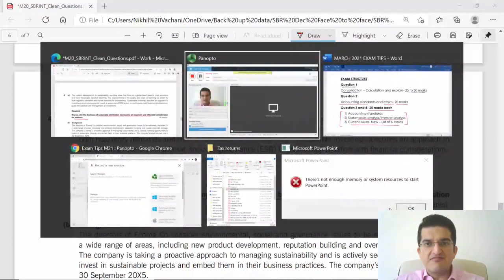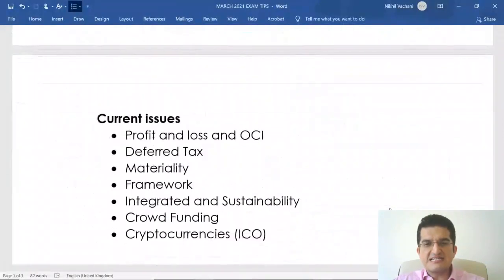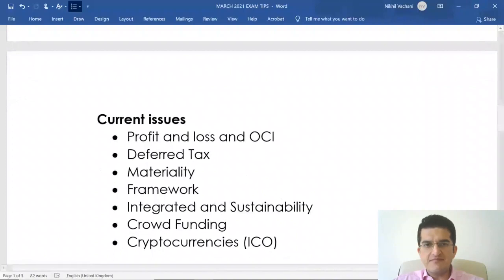And finally, we have these current issues. Now, for current issues, I have listed down the topics that we have here. You have the data of this in your notes that I've put up for you. Make sure you go through this list of these current issues. Don't pick and choose because nobody knows which ones will be there.